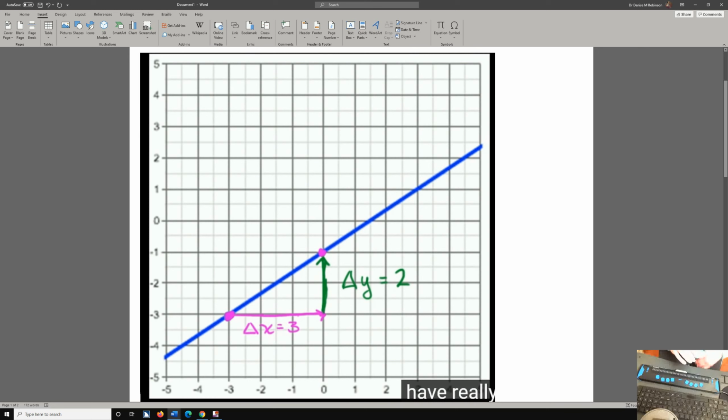Your student or your child. So rise over run. And the way you do this is you look at the graph. And this is all on Khan Academy. If your child needs a lot more help, go to Khan Academy. Just phenomenal videos on this. So rise, of course, is your delta Y. It's in the green visually.